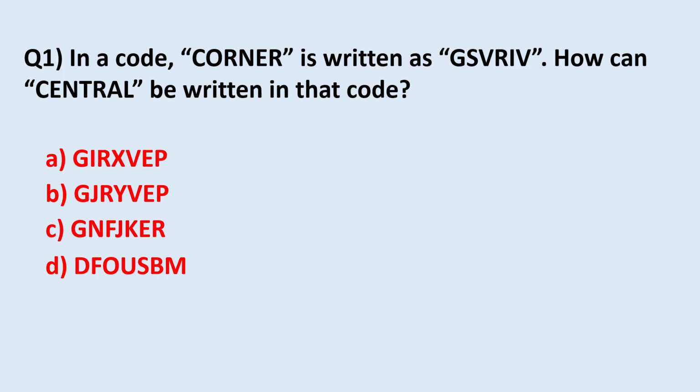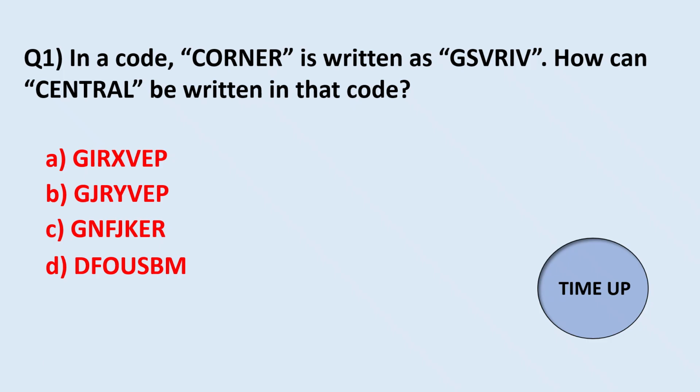First question on your screen and your timer starts now. Try to solve it. In a code, CORNER is written as this. How can CENTRAL be written in that code? Is the question given to you. Remember the chart and solve it. Time up. So let us solve this.